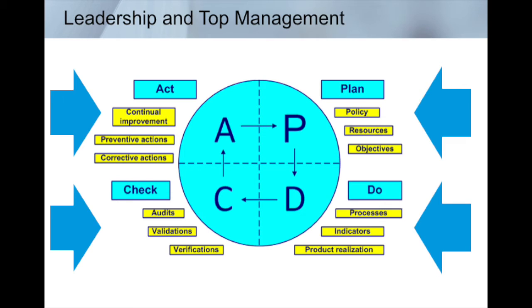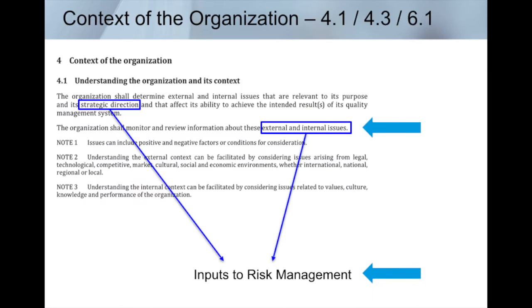Audits, validation, and verification will evaluate the controls of the processes and also the fitness of products. That information will be communicated to leadership and top management so actions may be taken to ensure the quality management system is effective. The first thing that leadership and top management must do is establish the context of the organization.